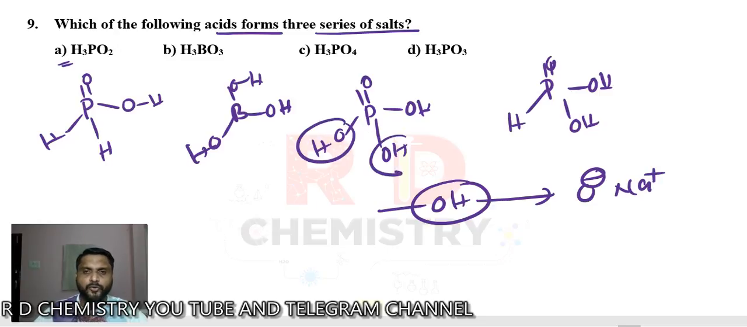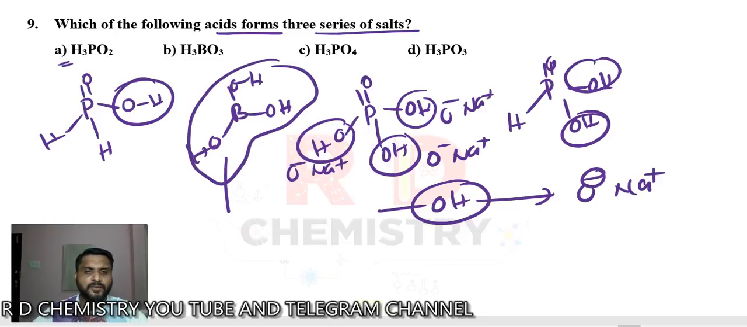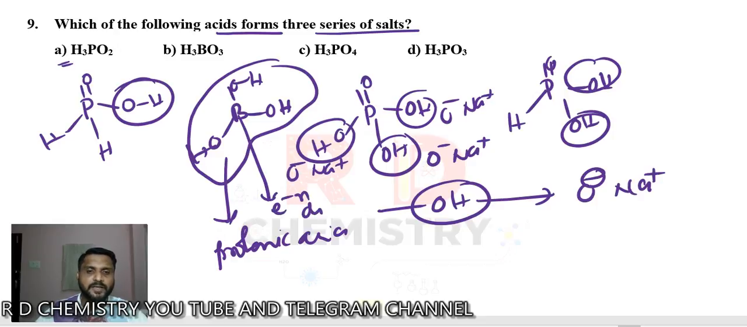So here, 1, 2, 3. So it can form O minus Na plus, first series. Second series, O minus H plus, Na plus, O minus Na plus. Three series of salts are possible. So not possible here, not possible here, not possible here. Correct? So the B option is left. This is orthoboric acid, not a protonic acid, because boron is electron deficient here. Electron deficient, so it can react with water.